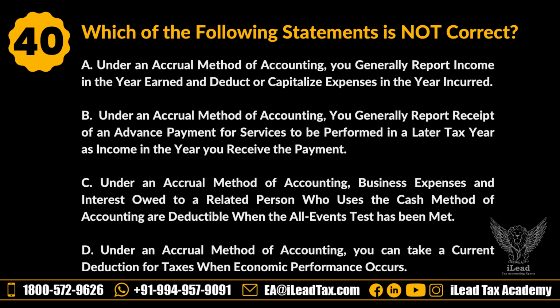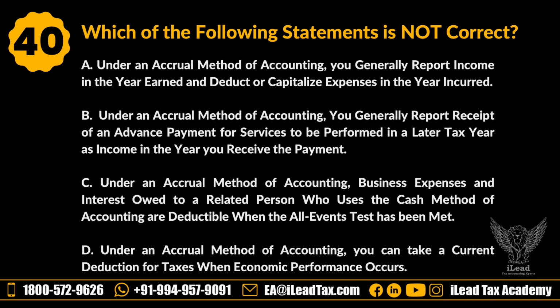Which of the following statements is not correct? Option A. Under an accrual method of accounting, you generally report income in the year earned and deduct or capitalize expenses in the year incurred. Option B. Under an accrual method of accounting, you generally report receipts of an advance payment for services to be performed in a later tax year as income in the year you receive the payment. Option C. Under an accrual method of accounting, business expenses and interest owed to a related person who uses the cash method of accounting are deductible when the all events test has been met. D. Under an accrual method of accounting, you can take a current deduction for taxes when economic performance occurs.